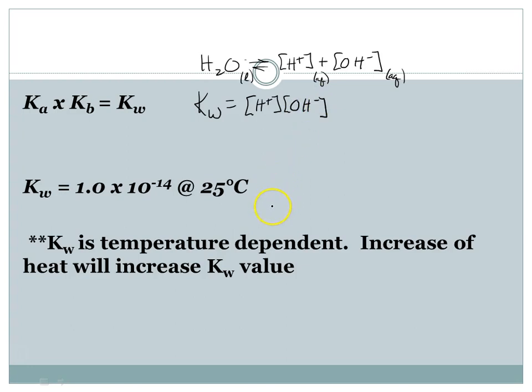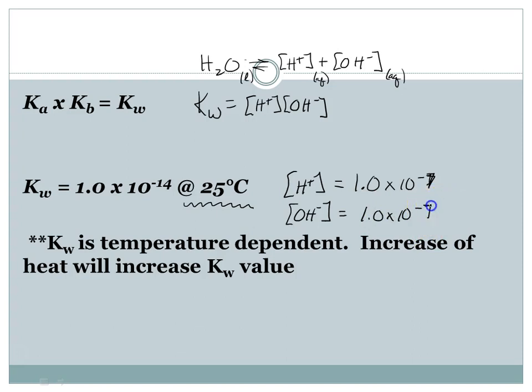Now again, I don't put the water in there, the liquid water, because you don't include those in your equilibrium expressions. Now the value for Kw is constant, but at 25 degrees Celsius. So at standard temperature, your Kw is equal to 1.0 times 10 to the negative 14th, which then you can further extrapolate to understand that your concentration of hydrogen ions is 10 to the negative 7, and your concentration of hydroxide ions is also 10 to the negative 7. But this only works at standard temperature.